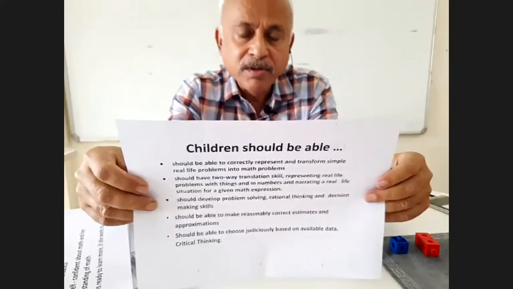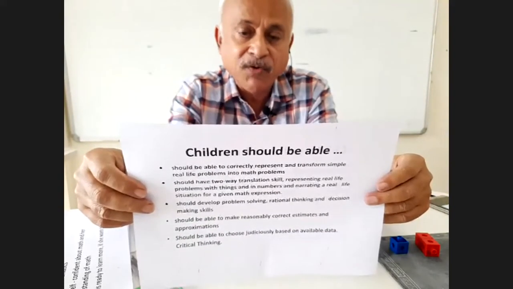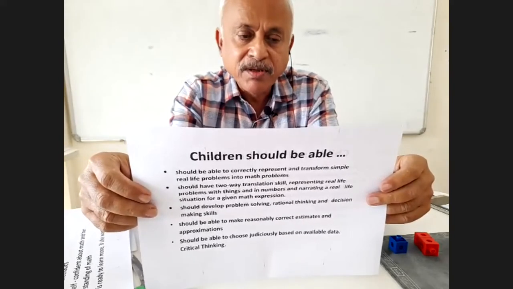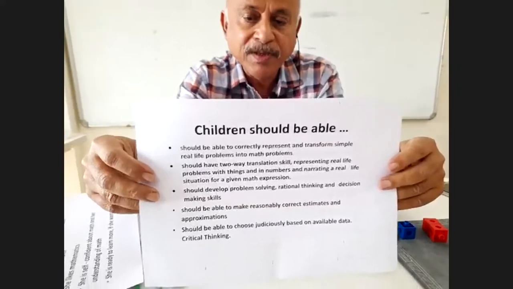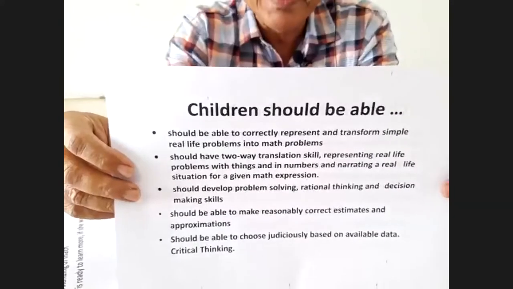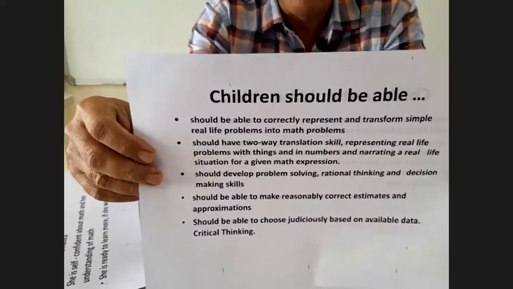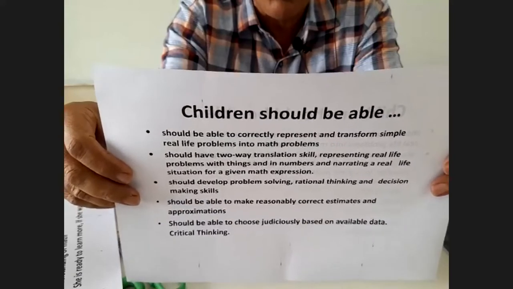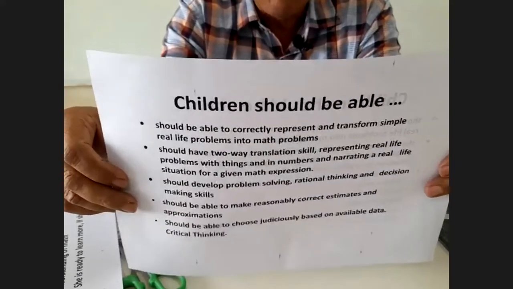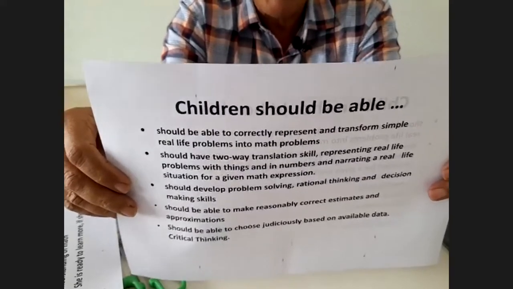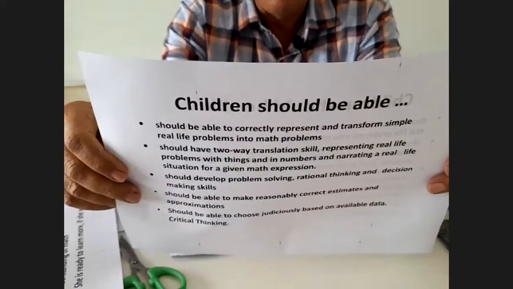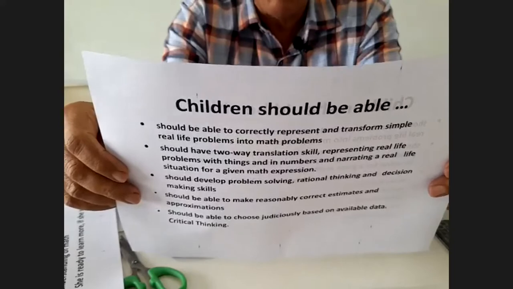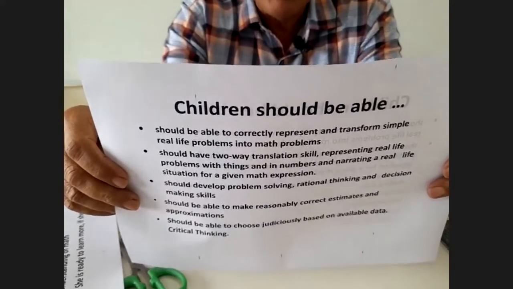Going further, she should be able to correctly represent and transform simple real life problems into numbers and symbols. She should have two-way translation skill, representing real life problems with things and in numbers, and narrating a real life situation for a given mathematical expression. I'm not going to go into details because you're all math educators. I'm sure you know what we are talking about. She should have developed problem solving, rational thinking, and decision making skills. And she should be able to make reasonably correct estimates and approximations. Should be able to choose judiciously based on the available data, critical thinking.